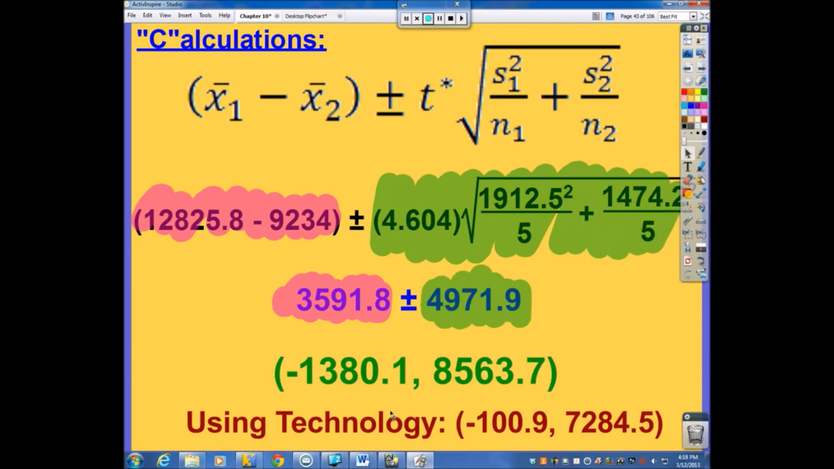So now if I add and subtract that, at the subtracting part, I get all the way down to a negative 1380.1 difference, all the way up to an 8563.7 difference. Now if I use my calculator, this is the confidence interval I get. I get all the way down to negative 100.9, which is, I mean, more than 1,000 difference here. And then all the way up to 7284, which is, again, more than 1,000 difference here.